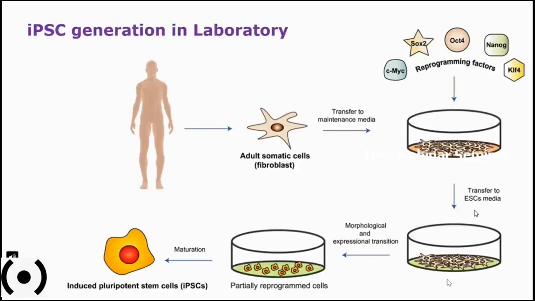Generally, after transfection of these reprogramming factors, in 4 to 5 weeks you will see colonies of induced pluripotent stem cells growing in your petri dish. This is very simple. There is no rocket science in this.